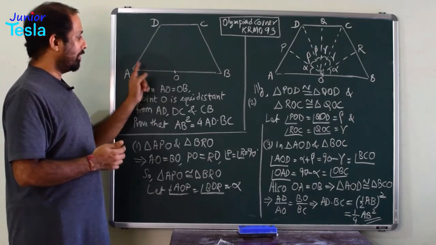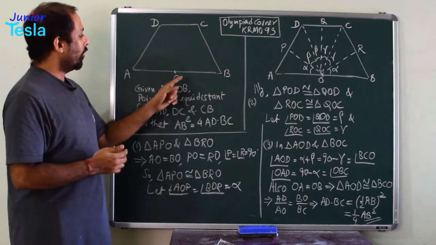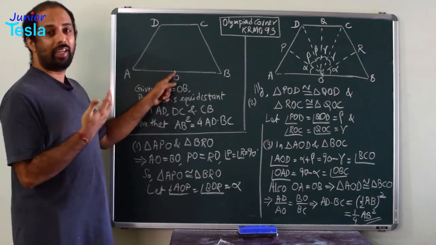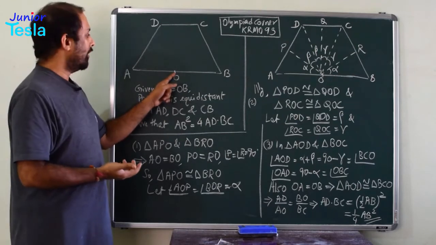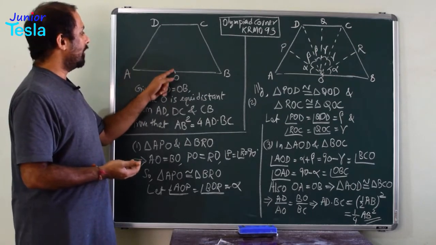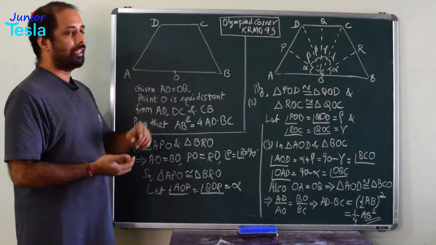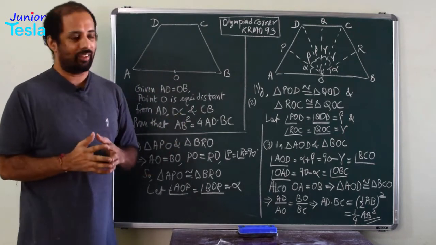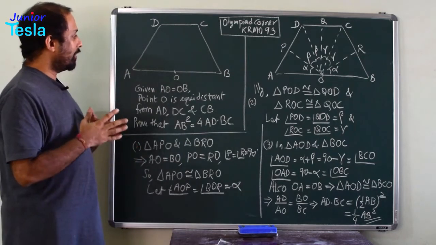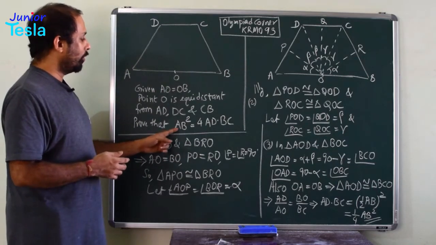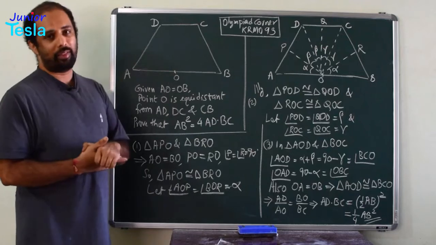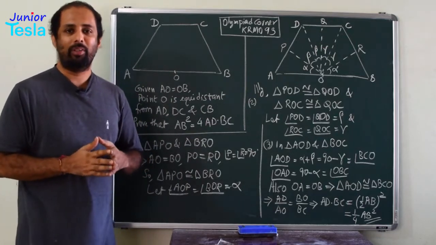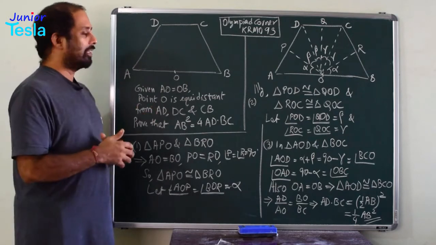one point O which is equidistant from A and B. Now this particular point is equidistant from three sides of the quadrilateral, which means if I draw three perpendiculars to these three sides, those three perpendiculars will be equal in length. And then what we are supposed to prove is AB square is equal to 4 times AD into BC. Looks like a very direct, simple geometry problem. Let us see how to solve this.